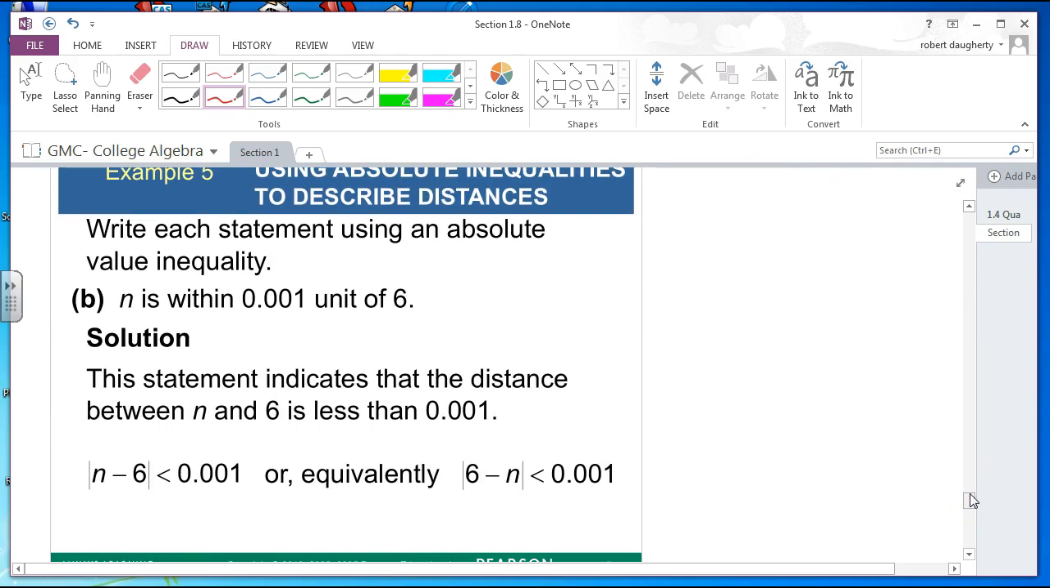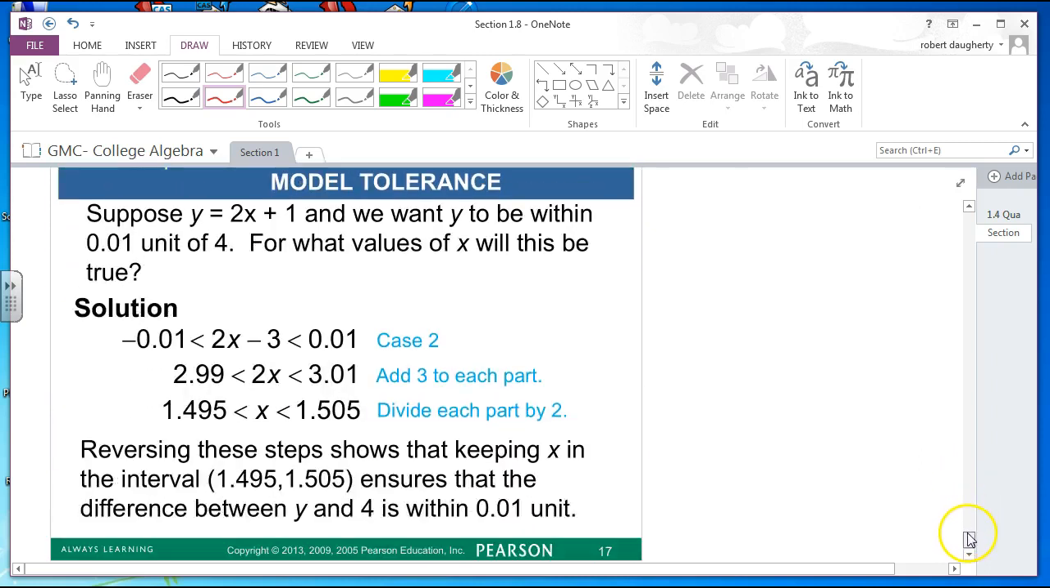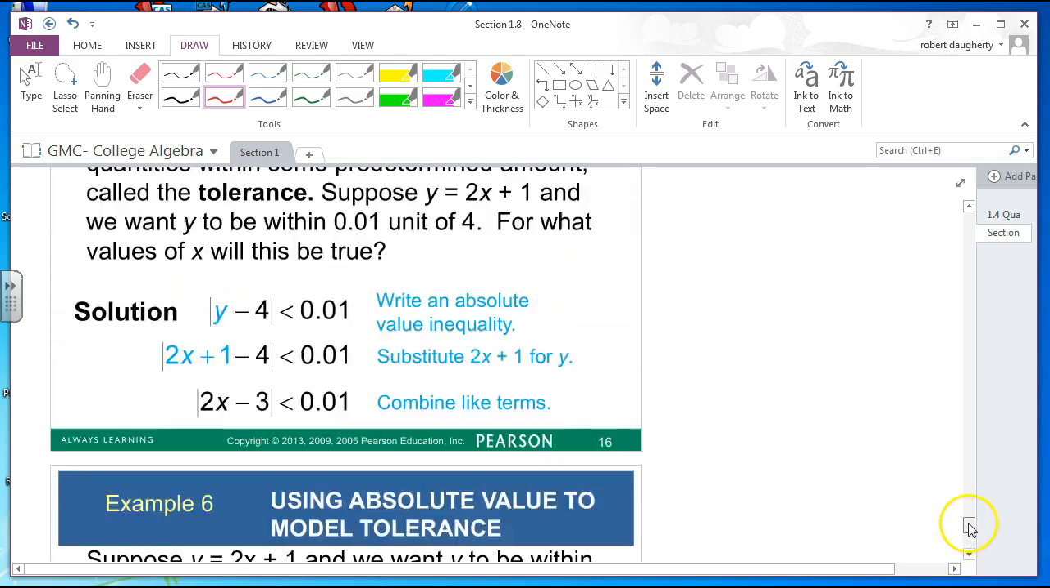Write this statement in terms of an absolute value. N is within 0.001 unit of 6. So I'm talking about the distance from 6. So |N minus 6|, I'm talking about that distance. It is within 0.001, so it is less than 0.001. So |N minus 6| is less than 0.001. And I'm going to skip the word problem here, and we should be good to go.